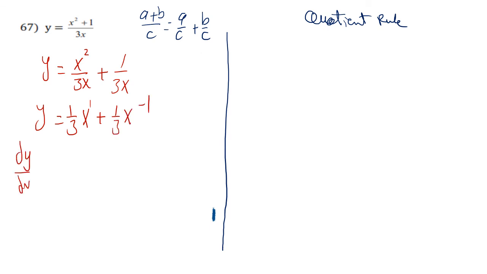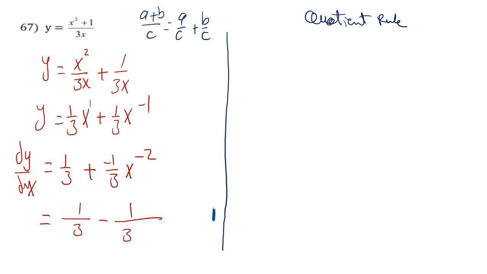So dy by dx is equal to the derivative of one third x, which is one third, and the derivative of negative 1 over 3 times x to the power of negative 1 is negative 1 over 3x to the power 2, which can be written as 1 over 3 minus 1 over 3x to the power of 2. This is by using the split rule or method of working, as I have only one term in the denominator. Now, what about the quotient rule?